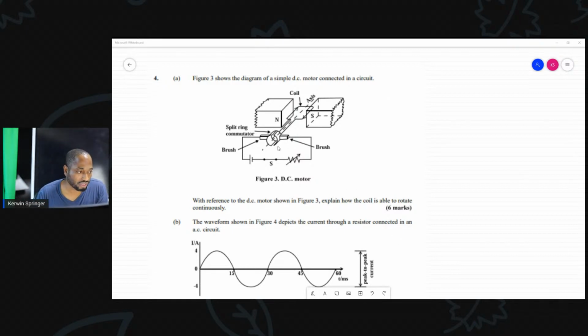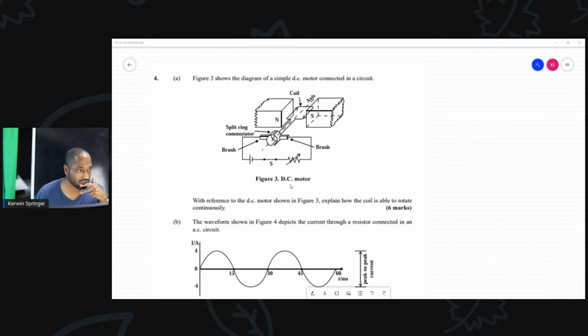Okay, let me talk about it. This is a DC motor, and you need to explain how it rotates continuously. You need to be able to explain your split ring commutator to the T. The motor effect uses the left hand rule. Remember we talked about the left hand rule, so you're going to use that a little bit to explain. You can even draw the left hand rule to help you out.